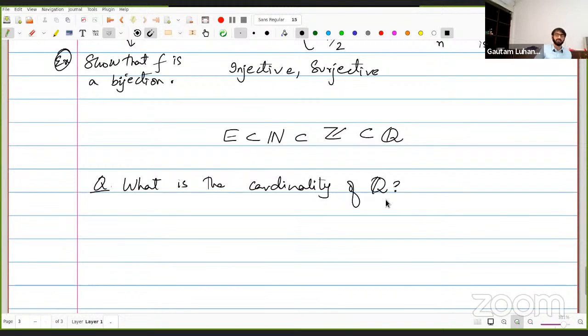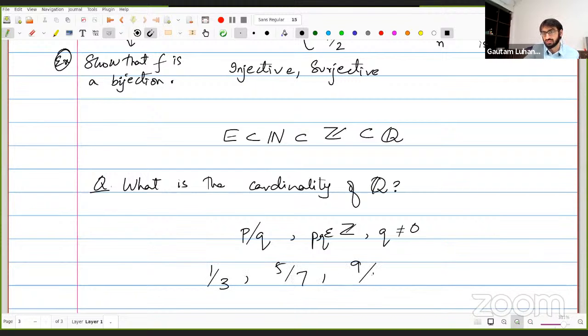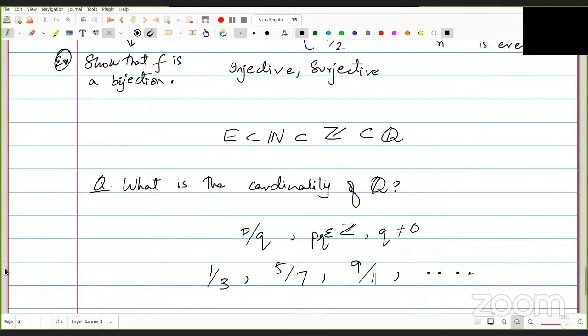Is it now a bigger set because now you have all the rationals in it? So P over Q is now every element such that P and Q both are integers, but Q is non-zero. So not only do you have the integers, you have 1 over 3, and 5 over 7, and 9 over 11, and so on, right? If there's a bijection between Z and Q, then it also has to be Aleph null.